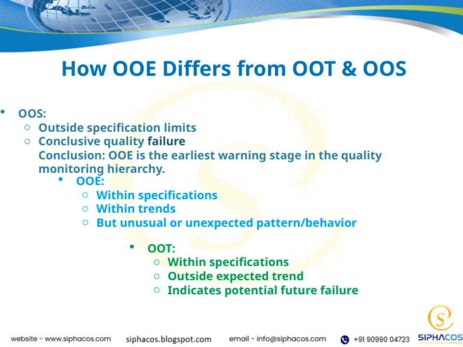So the important conclusion here is that OOE, or out of expectations, is actually the earliest warning stage in our quality monitoring hierarchy. It's when the data still looks normal overall, but there's an unusual or unexpected pattern emerging. The key is that OOE occurs within specifications and within trends, but the pattern itself is suspicious or unexpected, signaling us to look closer before it escalates. Understanding these distinctions helps us catch potential issues early. OOE acts as our first alert, giving us valuable time to investigate and prevent more serious failures down the line.